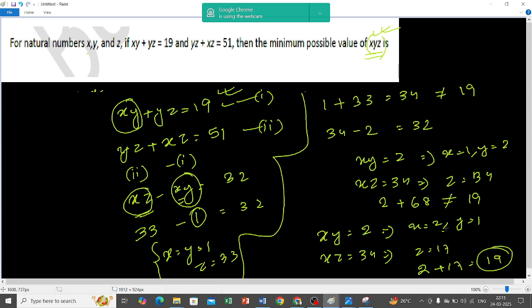So x equals 2, y equals 1, and z equals 17 satisfies the condition that the difference between xz and xy is 32. Also, it satisfies the first equation, xy plus yz is 19. And if it satisfies the first equation, hopefully it will satisfy the second one also. We can check it. y is 1, z is 17. So 17 plus xz, what is x? 2 and 34. So 34 plus 17 is 51. Satisfied. So what is going to be the minimum possible value of xyz? x is 2, y is 1, z is 17, that is 34.